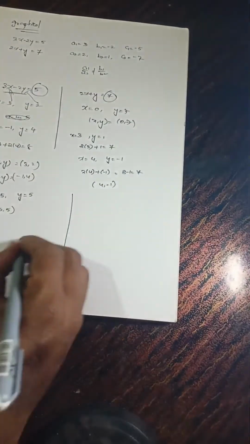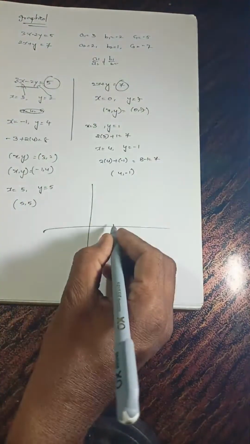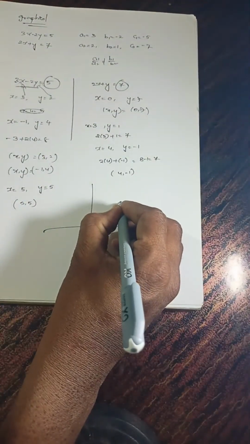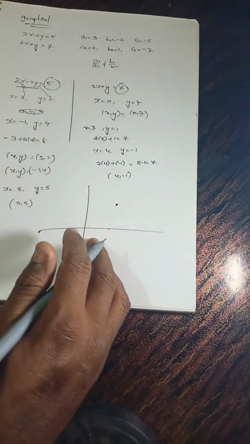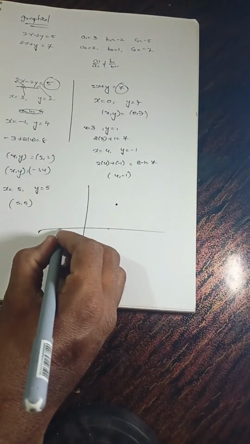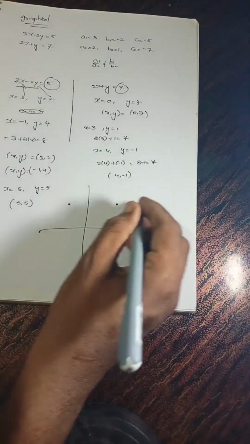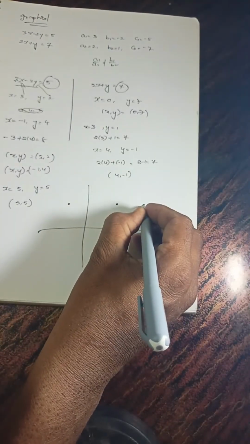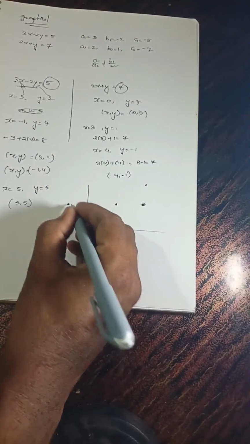How we are going to get the graph? Roughly I am explaining. First point we are taking as 3 comma 2. 3 comma 2 you are going to get here, if you think for example. Next, second point is minus 1 comma 4. Minus 1 is here, 4 is here. Next, third one, 5 comma 5. 5 comma 5 you are going to get here, somewhere here. Okay. Down like this.